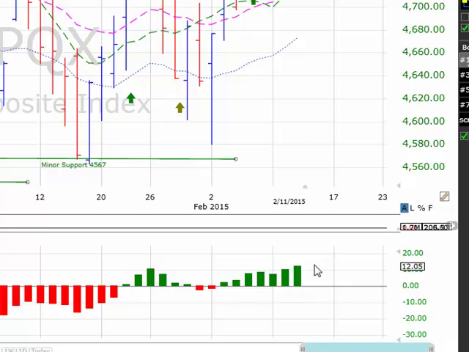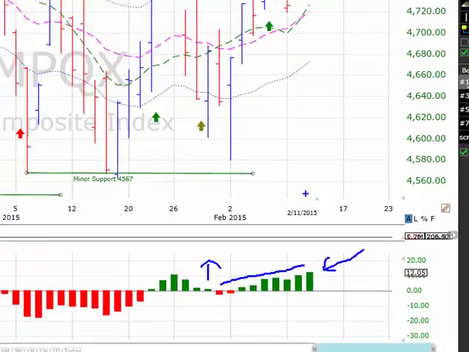MACD histogram yesterday closed well above the 0 line. It's also trending higher. Closing above the 0 line gives us a bullish signal. Trending higher gives us a second bullish signal. Right now, our immediate bias on the Nasdaq is bullish.